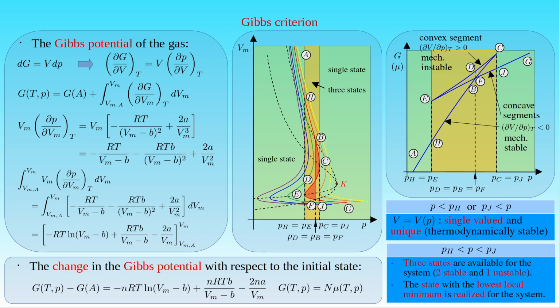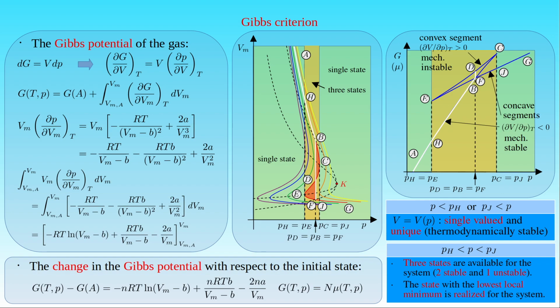The evolution of the medium along the isotherm from the state A to the state B in the molar volume pressure diagram corresponds to its evolution along the first concave segment between the states A and B in the Gibbs potential versus pressure diagram. Then the physical isotherm is constructed as an isobaric line between the states B and F while passing through the state D in the molar volume pressure diagram, which corresponds to the evolution along an isobaric path between the point B on the first concave segment to the point D on the convex segment, then from the point D to the point F on the second concave segment.